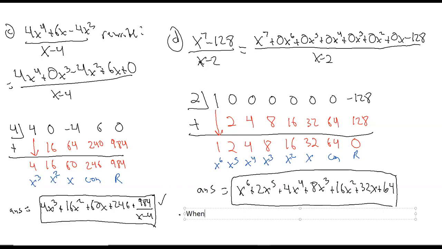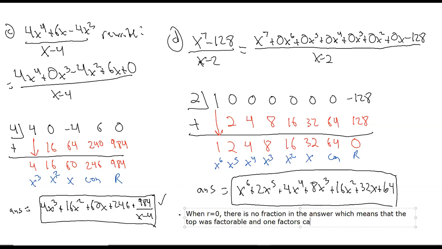When the remainder is 0, there is no fraction in the answer, which means that the top was factorable and one factor cancels with the bottom. We saw that in example D. We also saw that in example A.